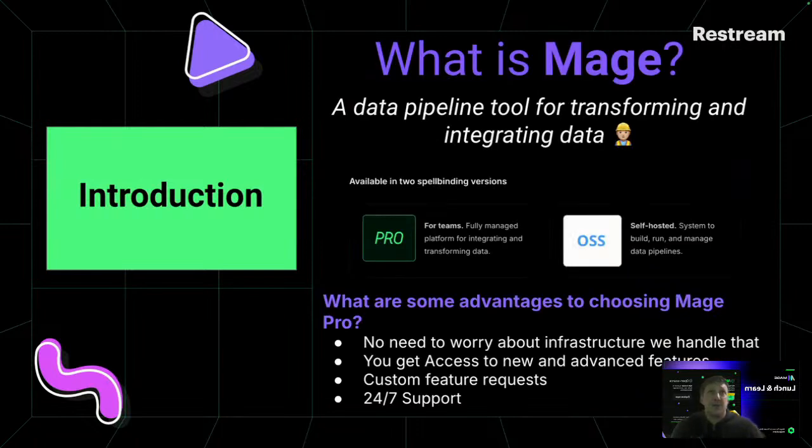So what is Mage? If you don't know what Mage is, it's a data pipeline tool for transforming and integrating data. It's available in 2 versions. For teams, we have a fully managed platform for integrating and transforming data, and a self-hosted open source version to build and run data pipelines.